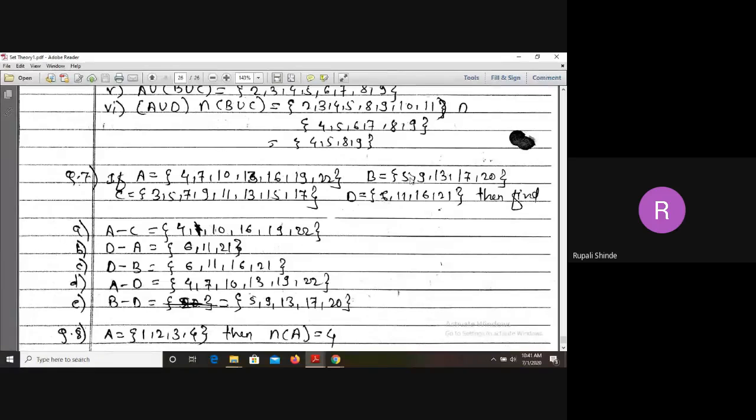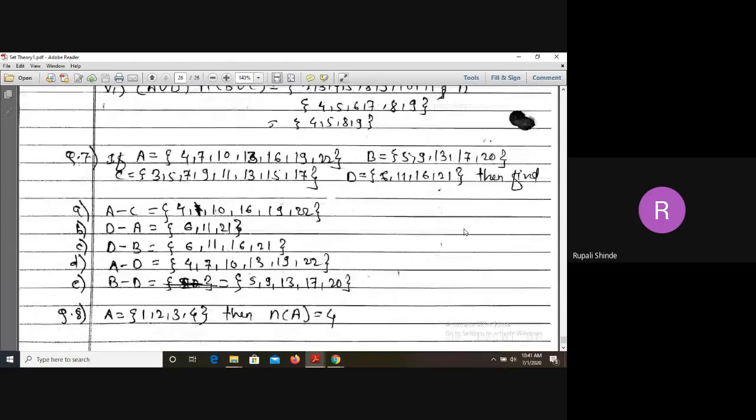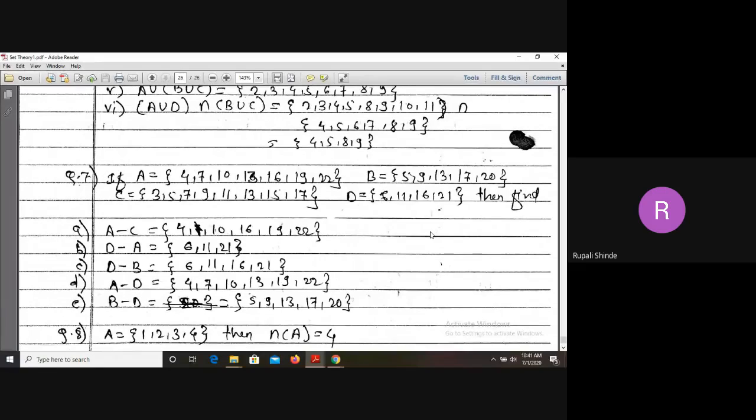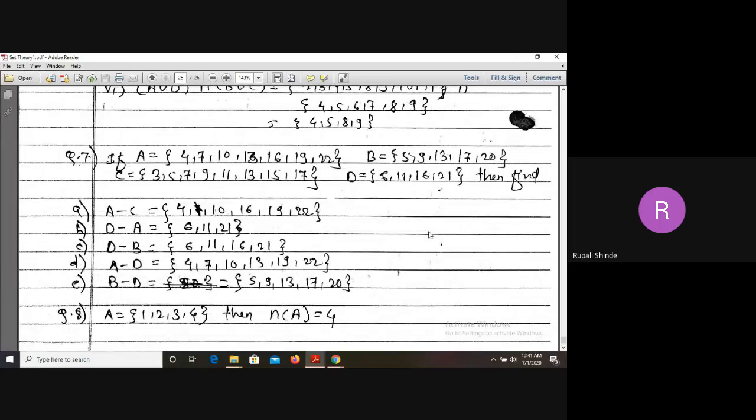Now, last one is B minus A. First of all, we have to find out, is there any element common between B and A? No, there is no such element. So we are going to consider this set B as it is: 5, 9, 13, 17 and 20. Okay, so this is for relative complement of sets.